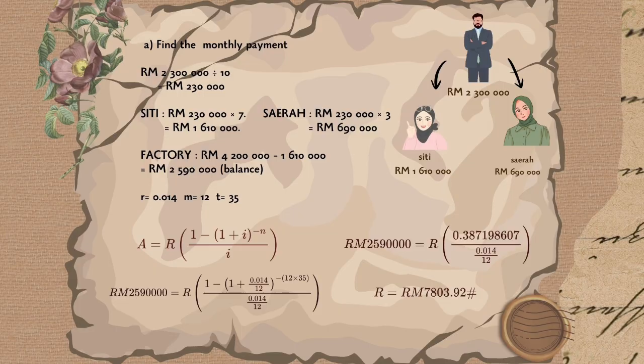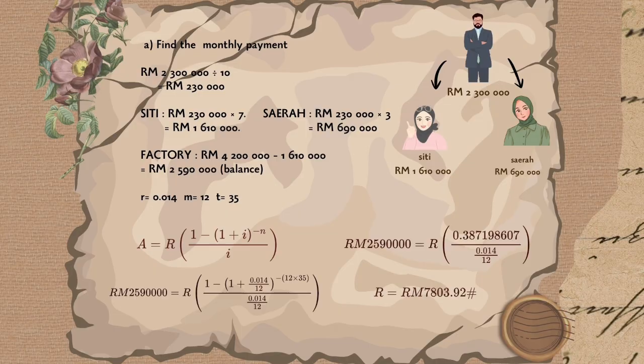The keywords in this question: R is rate, which is 0.014, M is 12 because it is compounded monthly, T is 35 years, i is R divided by M, n is M multiplied by T, A is Rm 2,590,000, which is the balance she needs to pay for that factory. Rm 1,610,000 is deducted from 4.2 million, which is the price of the factory, because Siti used all her money as payment for the cosmetics factory.